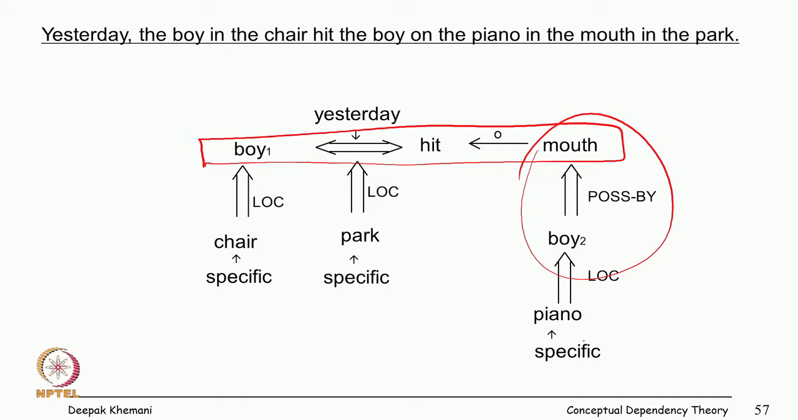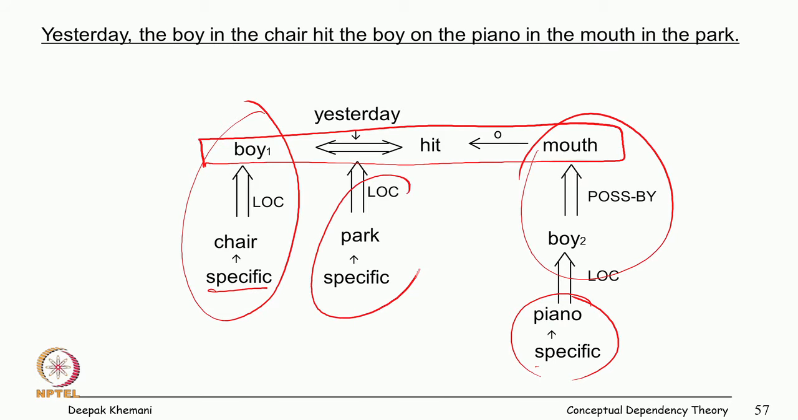And where was this boy? The boy who was sitting next to the piano essentially. So, that takes care of this thing. Which boy hit the other boy? The boy who was sitting on the specific chair. So, because it says the chair and the piano, we use the term specific here essentially, and this whole event happened, the location of the event was in the park. So, again specific the park, and it all happened yesterday essentially.